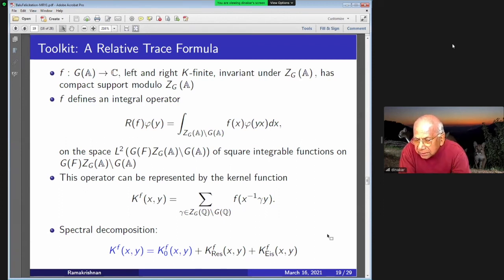And the interesting thing is, if you choose, for example, G to be GL2, and you take H1 and H2 to be the maximal unipotent subgroup, which is like (1 * 0 1), and then integrate over it according to some characters of this maximal unipotent group N, then you actually get the Kuznetsov trace formula. So the Kuznetsov trace formula and the Petersson trace formula are special cases of the relative trace formula.